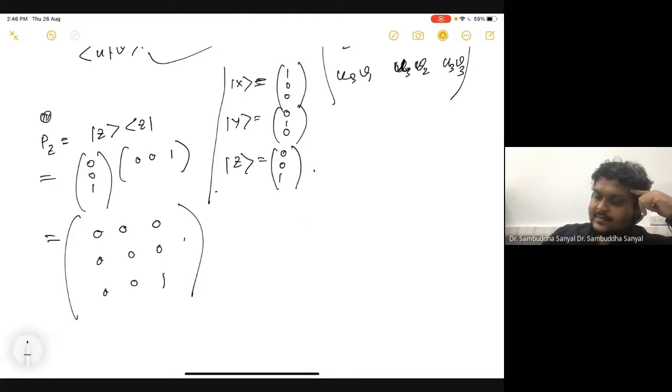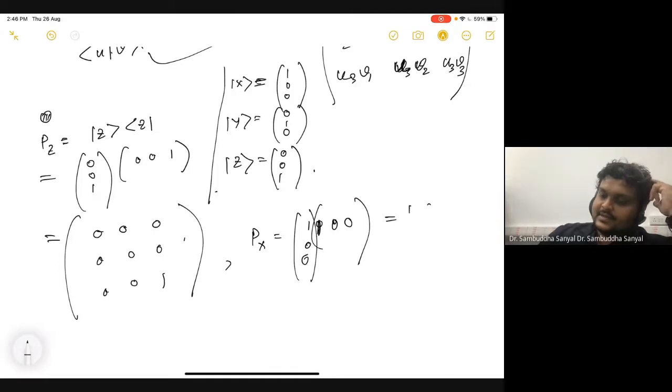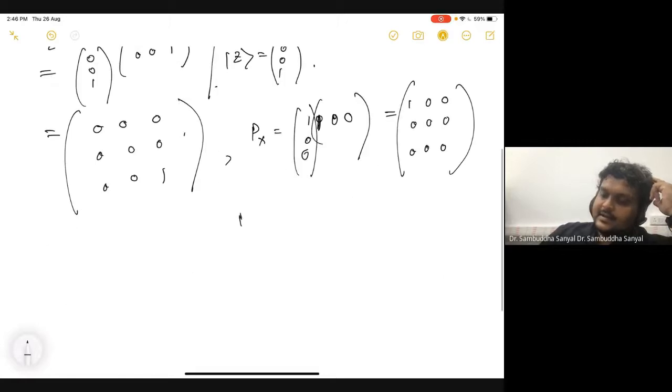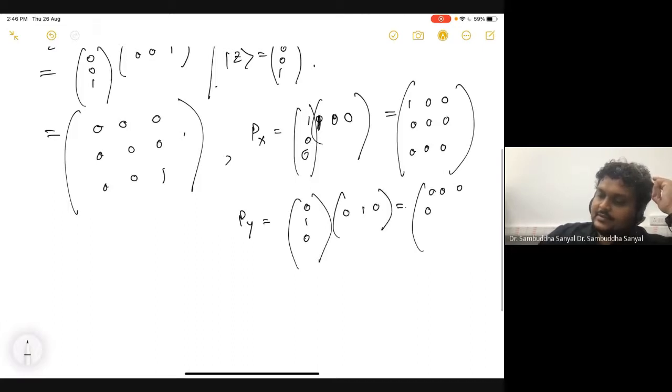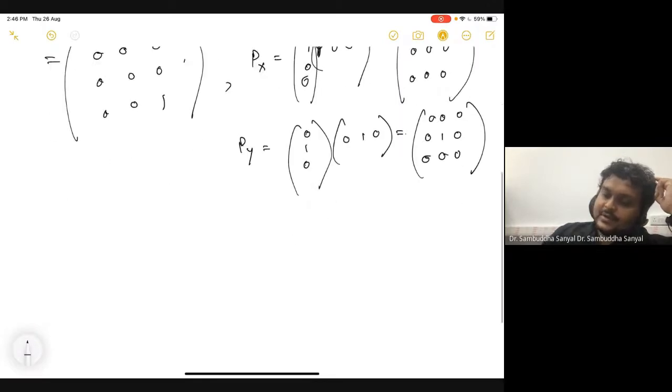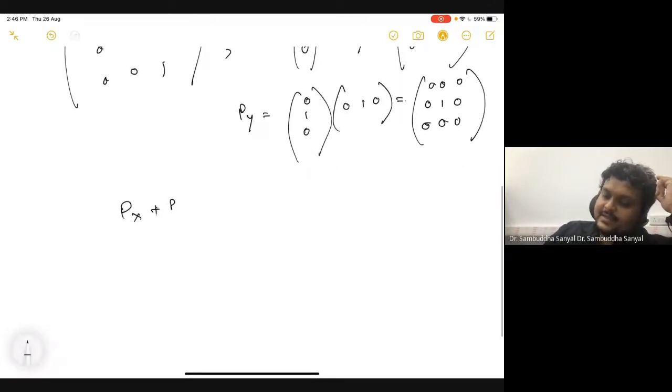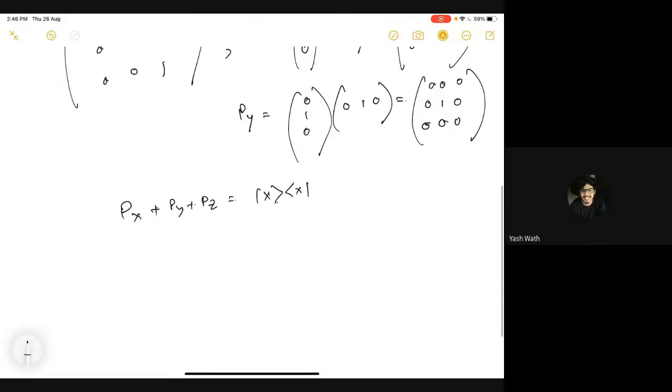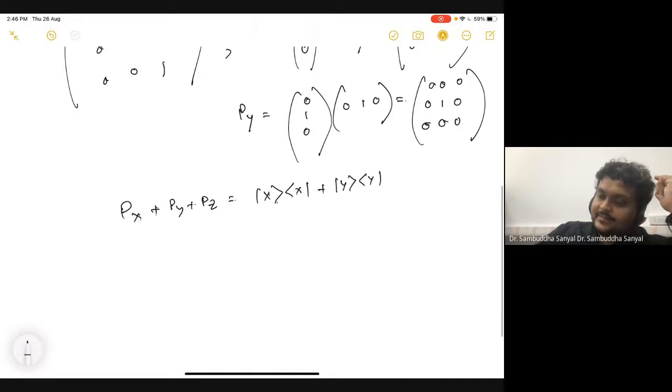Right. So similarly, Px, if you play the same game, is 1 0 0 times 1 0 0. So this is 1 0 0, 0 0 0, 0 0 0. Okay. Similarly, Py is basically 0 1 0 times 0 1 0. You can show 0 0 0, 0 1 0, 0 0 0. So now if you add Px plus Py plus Pz, what do you get? Identity. Correct. You get identity.